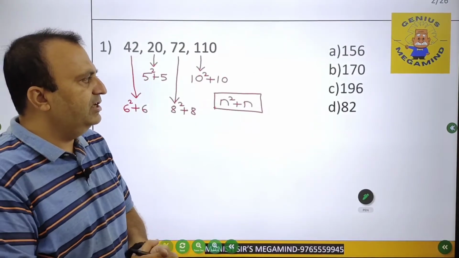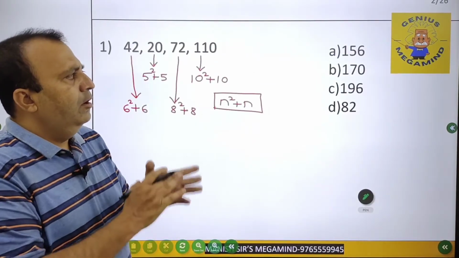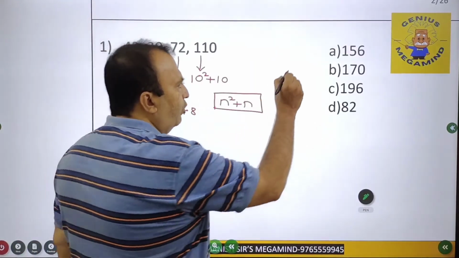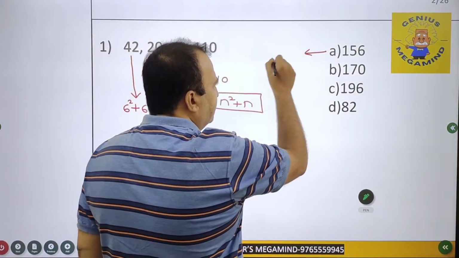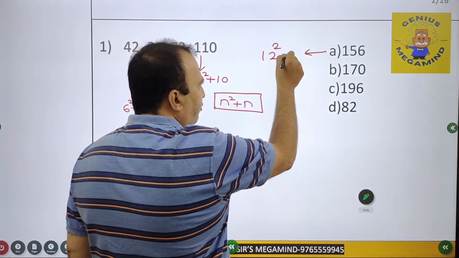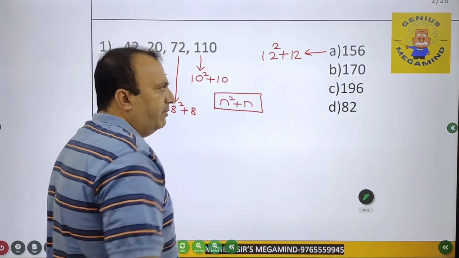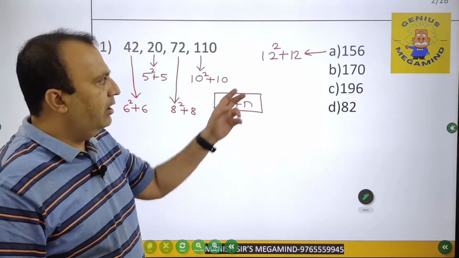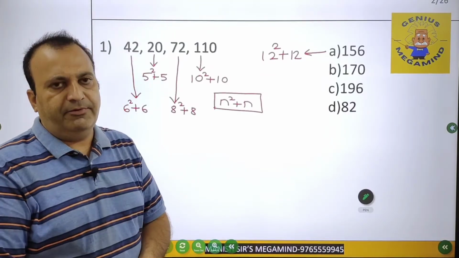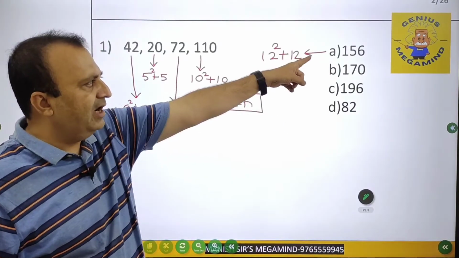Now checking out each and every option, what do I see over here? Can I write 156 as 12 square plus 12? So 12 square, my friends, is what? 144, and 144 plus 12 is what? 156. So that entirely fits over here.